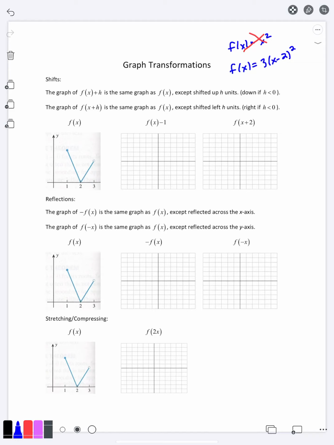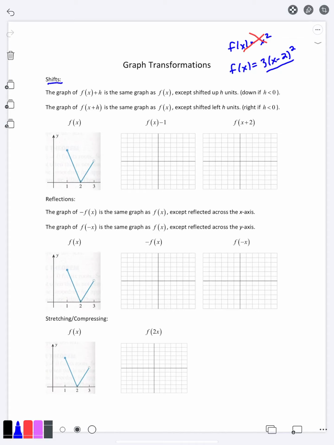And so what we're going to do is see in this video how we can relate the graph of something like this to the basic x squared graph. And then once you know your library of functions and transformations, you can use those to graph a whole bunch more other examples of things you will come across. Now the first type of transformation is something called a shift.